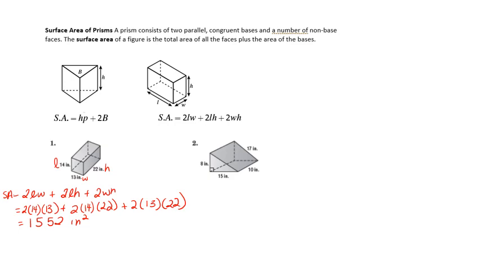For number 2, now we're going to do surface area equals HP plus 2B. So let's talk about what each of those things mean. So surface area, this is the height of the prism times the perimeter of the base, and then plus 2 times B, and that's the area of the base.